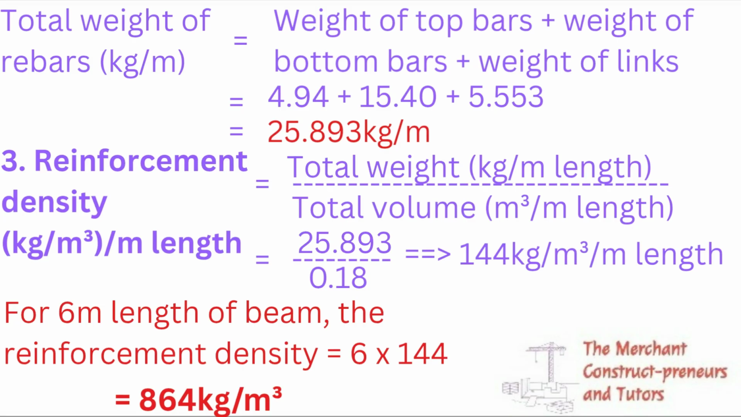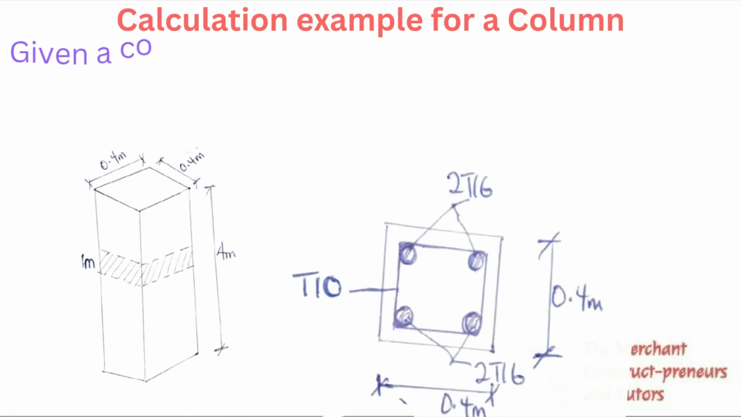Then for the 6 meters that was in the question, you just multiply 6 by the reinforcement density that was calculated, and we have it as 864 kilogram per meter cube. This is for the beam. I think it's straightforward. You first get the volume of concrete, get the weight of each reinforcement, and then find the reinforcement density. As easy as that.